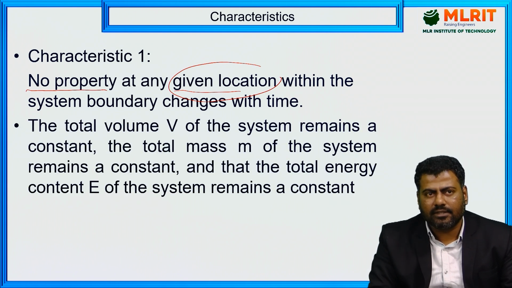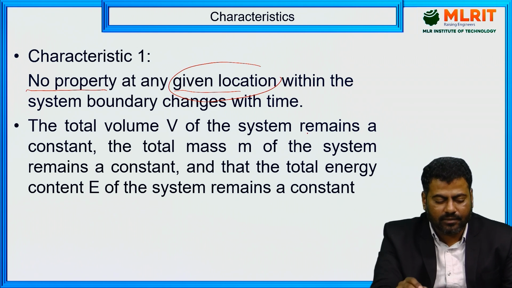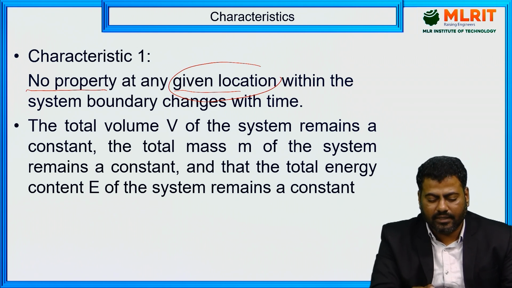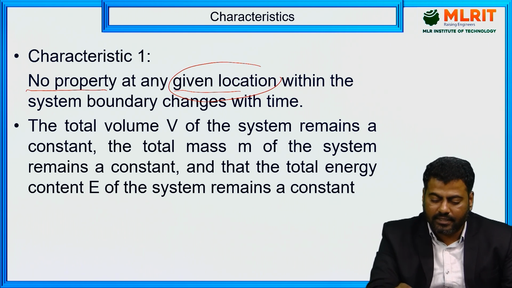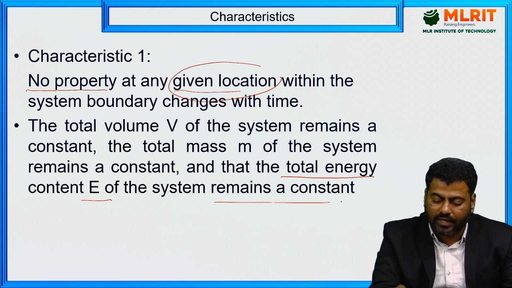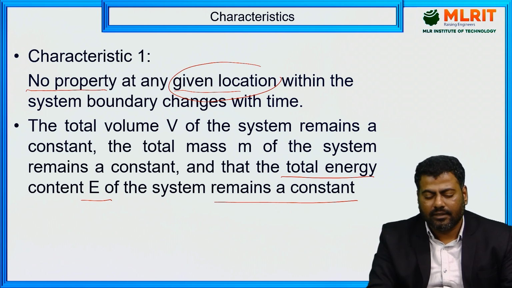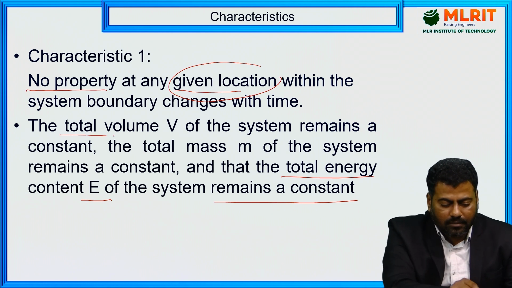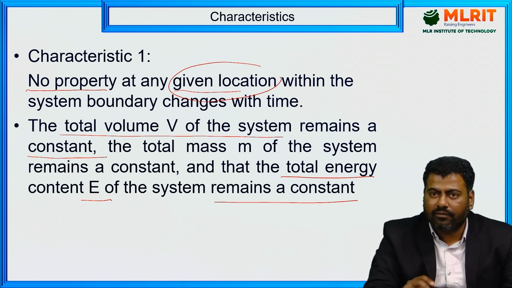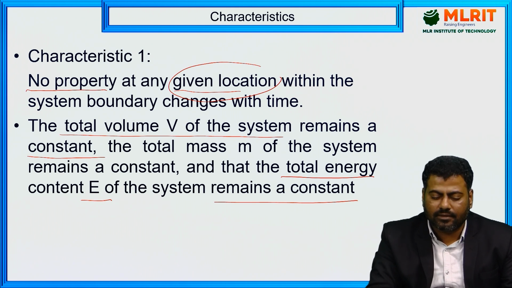Because of this, the total volume V of the system remains constant. I can say the total mass M of the system remains constant and the total energy E of the system remains constant. Then I can say this comes under a steady flow process. Got it? This is your first characteristic. These are the conditions I can use to frame the governing equations, and I can apply them to real-time applications also.